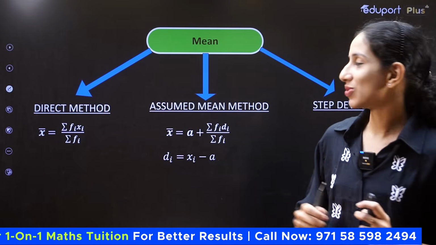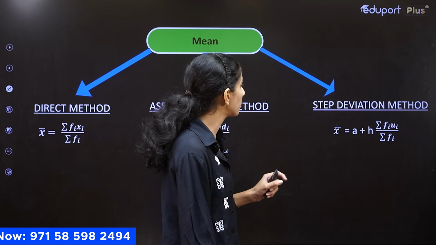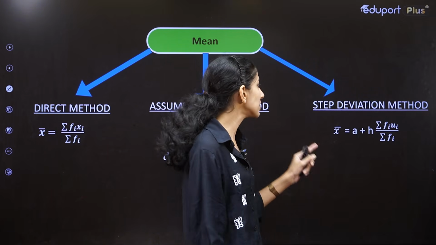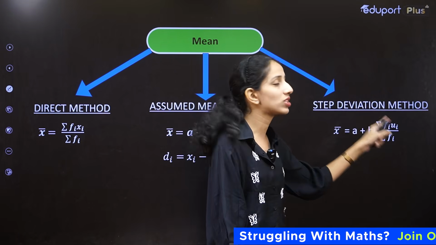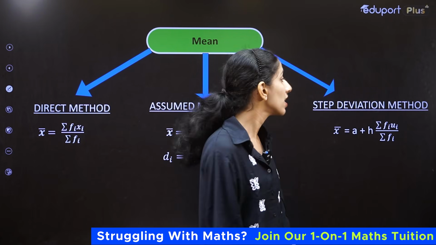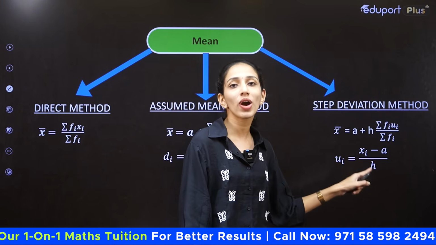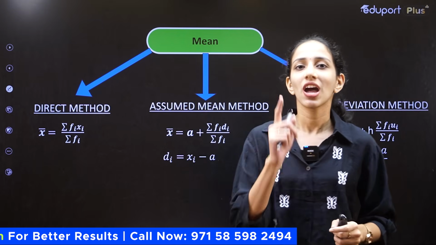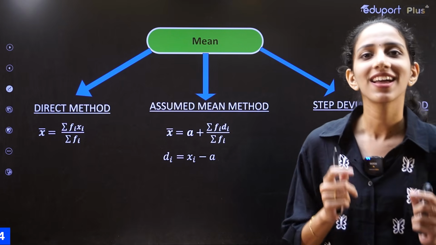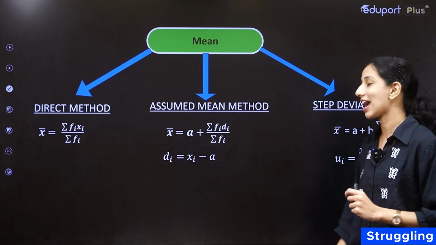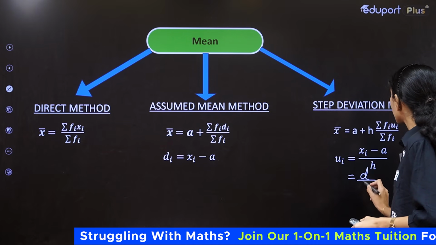So if you have the value of a, it is very easy to find xi minus a, or di, for each value. The next method is the step deviation method, so write down the formula in your notebook. The mean with the help of the step deviation method is a plus h into sigma fi ui by sigma fi. We have one more extra term, ui. How will you find ui? ui is equal to xi minus a by h, and xi minus a is equal to di, so ui is di by h.